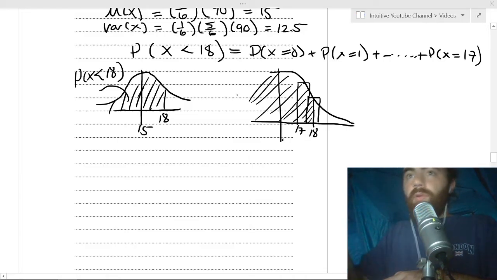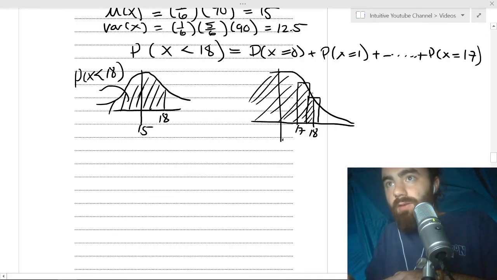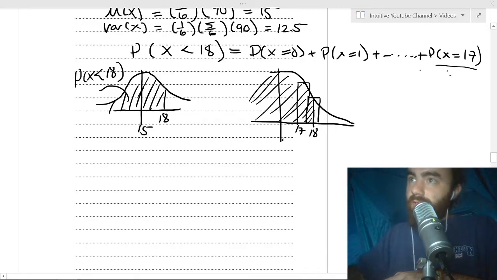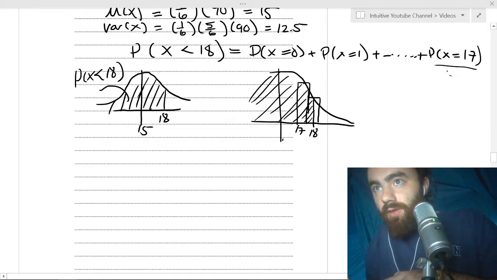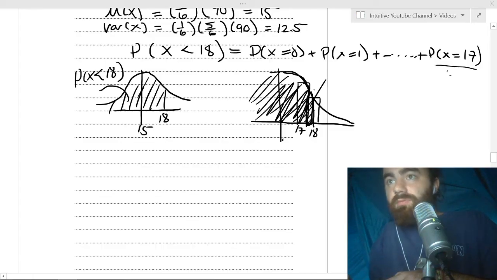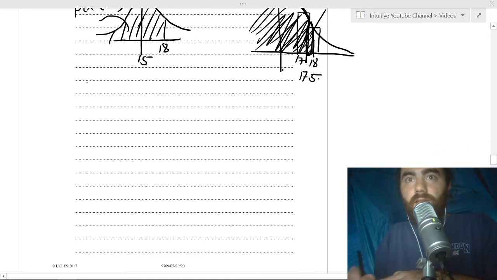18. But what we really want to find, because this is a binomial distribution underneath this approximation, is the probability that x equals 17 plus the probability that x equals 16, 15, 14, all the way to 0. So we actually want to find this. A better approximation would be, because we're overshooting and adding this extra bit that we don't want, we want to have a good approximation. So a better approximation would be at 17.5. Hope that makes sense.